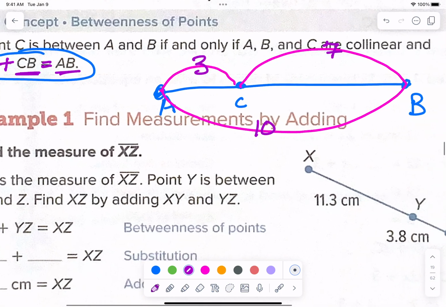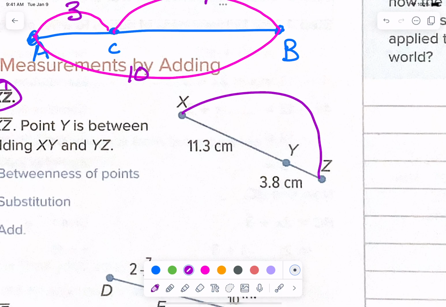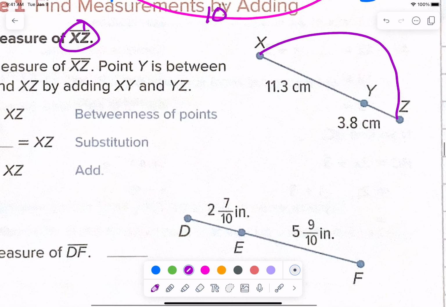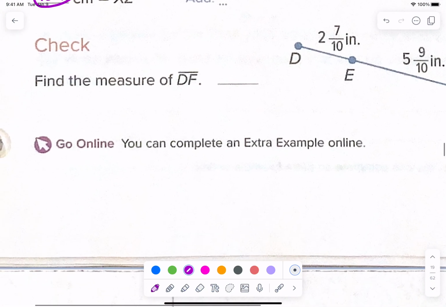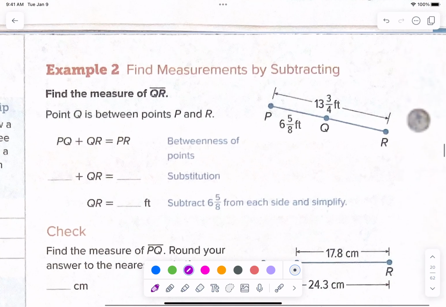Here we go. Find the measure of XZ is the first example. XZ is from here to here. I know each individual length, but I want to know XZ. Can you add those together in your head? 15.1. You are right, and I'm just going to fill it in right here. I'm just adding those together and finding the whole length. We're not going to do the check. If you want to do the check by yourself, you can. Go to example 2, the next page.